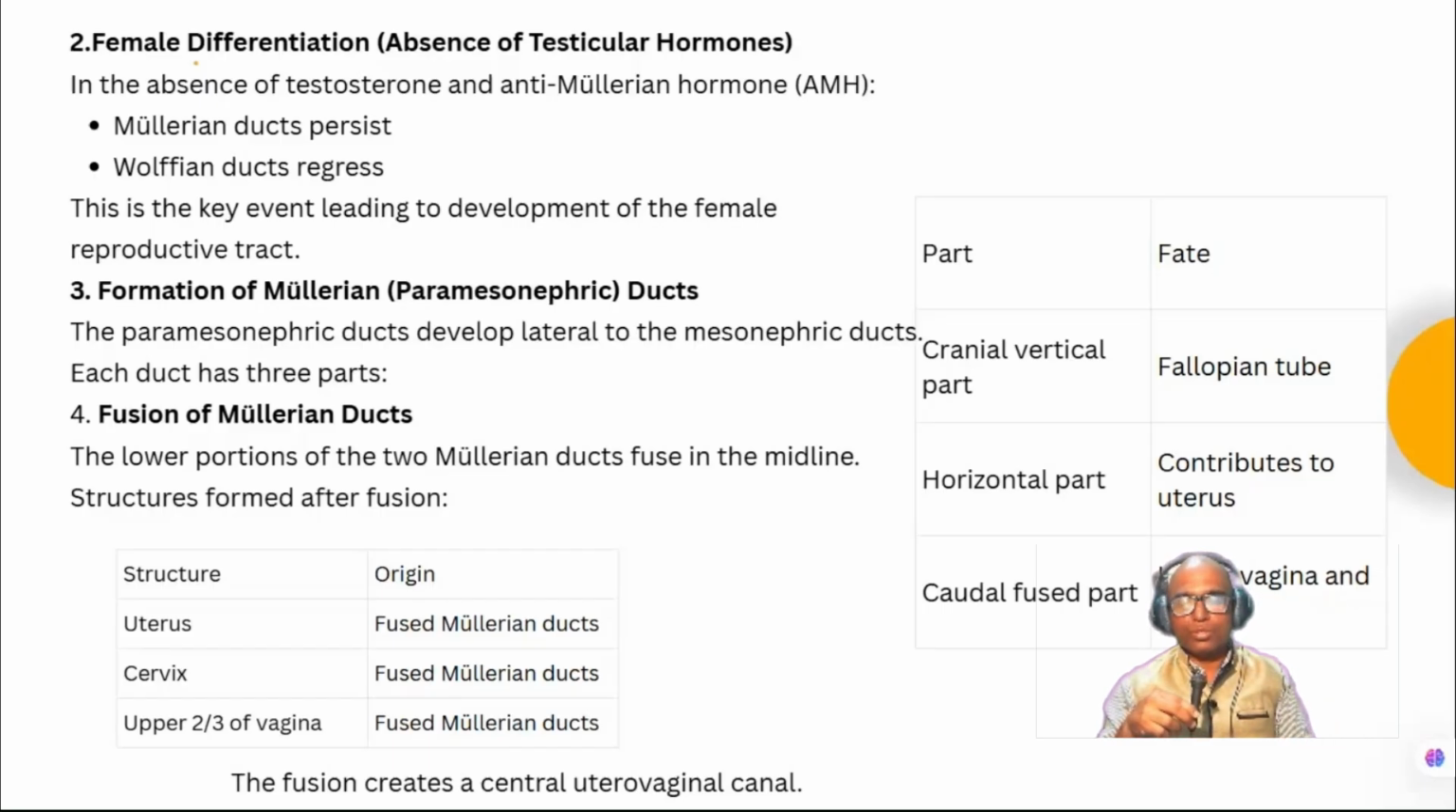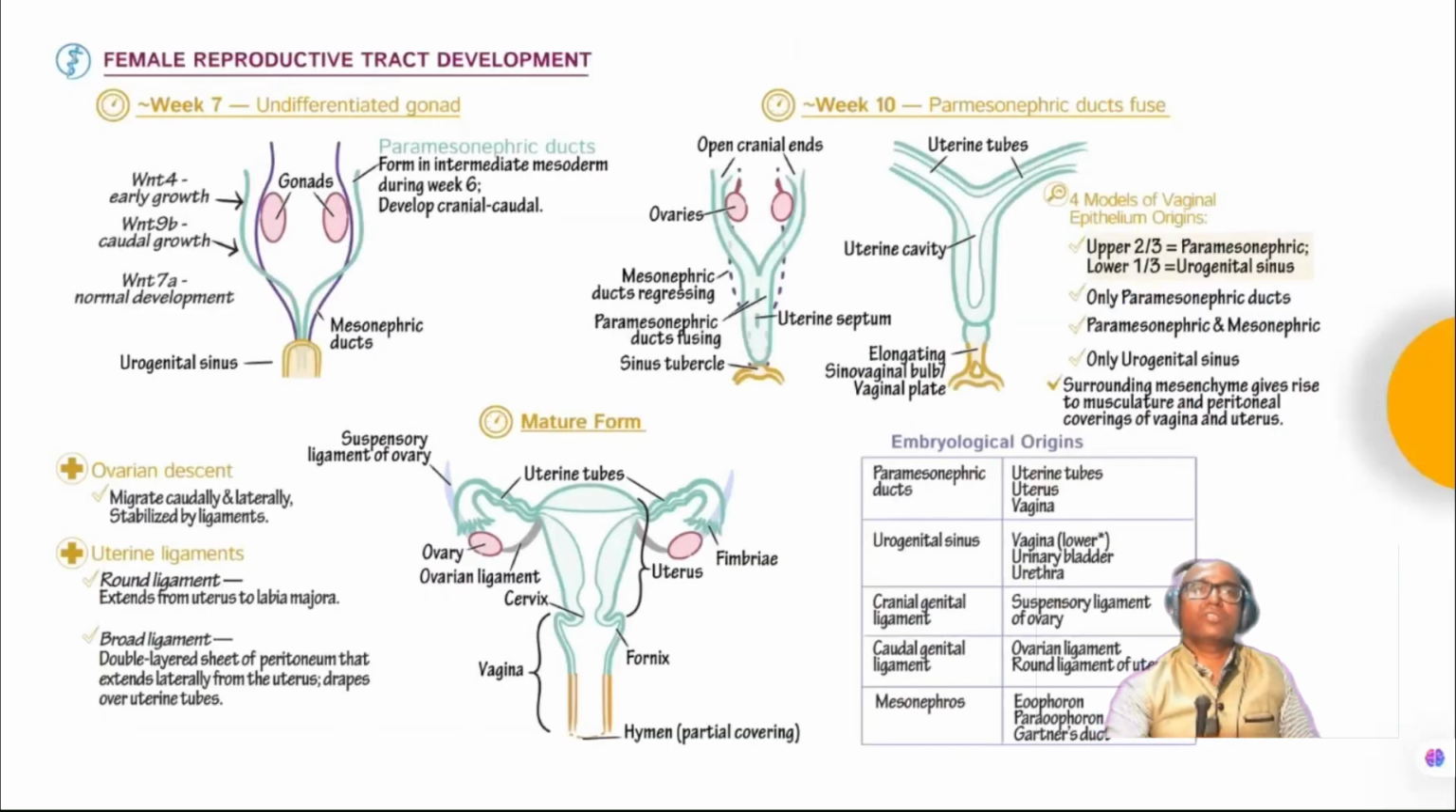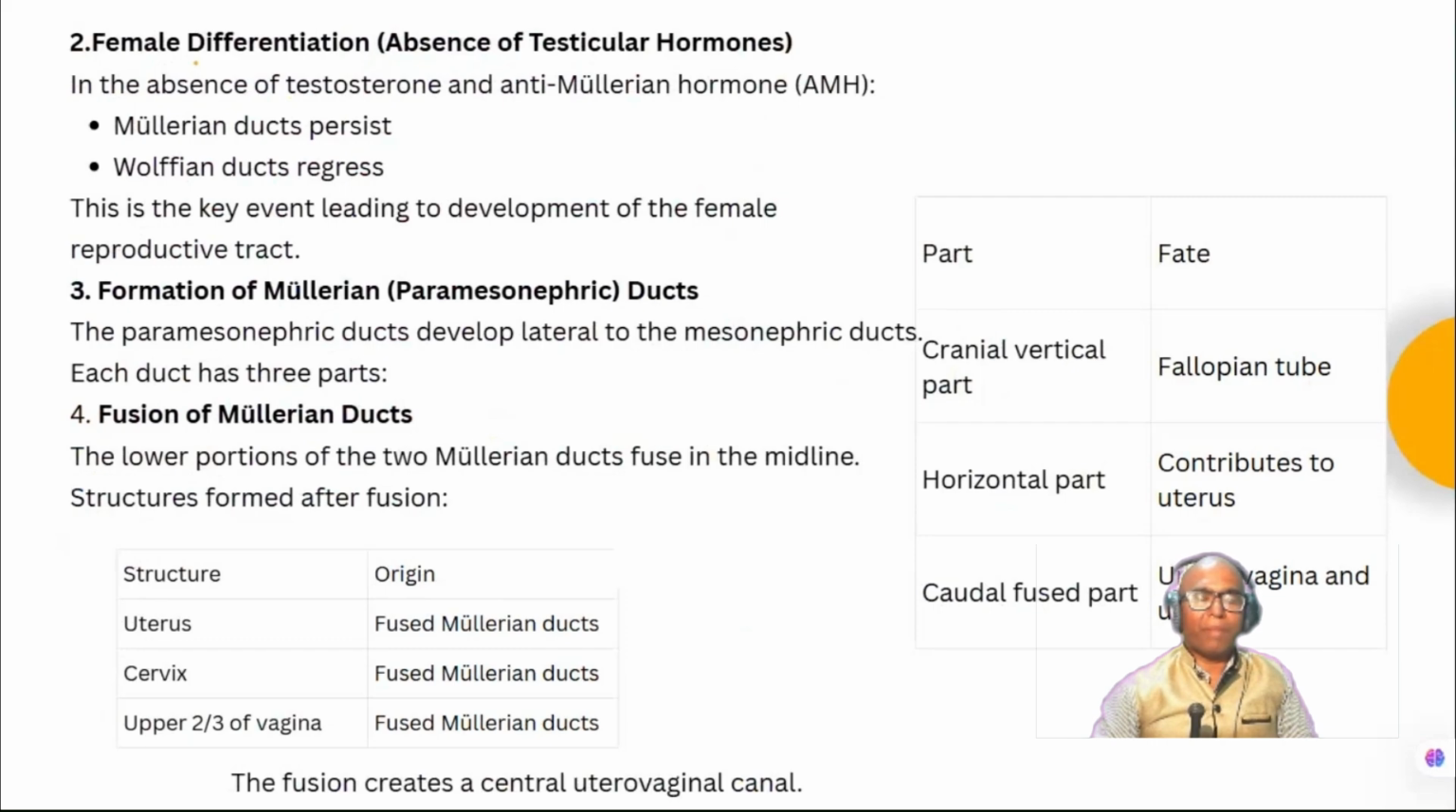Okay, so you have got this because of the fusion of the 2 systems. This is the way these 2 paramesonephric ducts are coming and they will get fused in the midline. So the uterus, the cervix, and the upper part of the vagina will get formed from this fused paramesonephric duct, or the Mullerian duct.